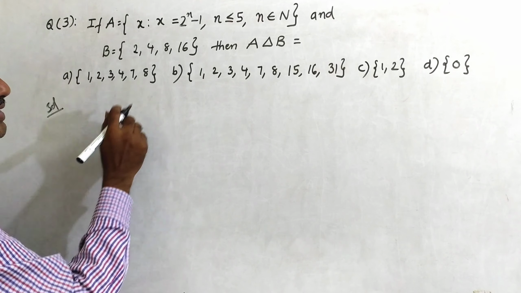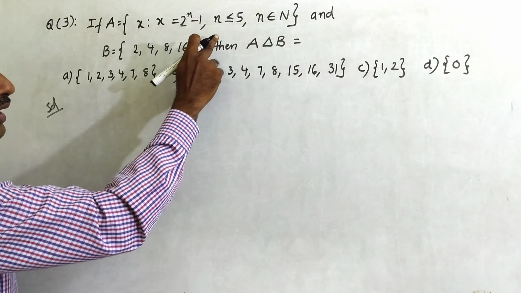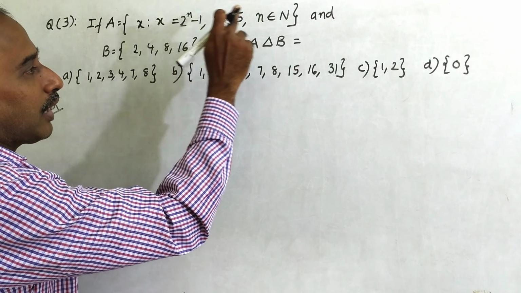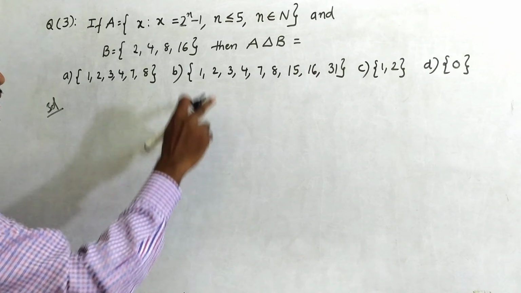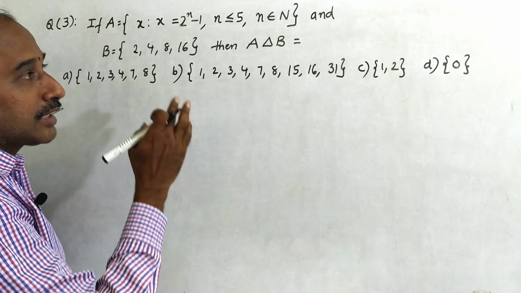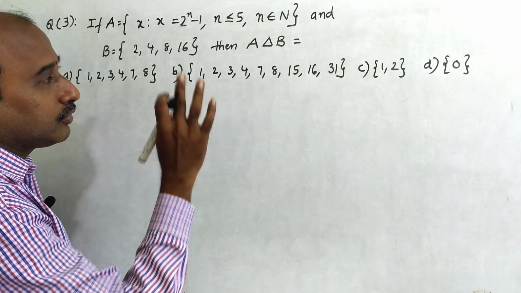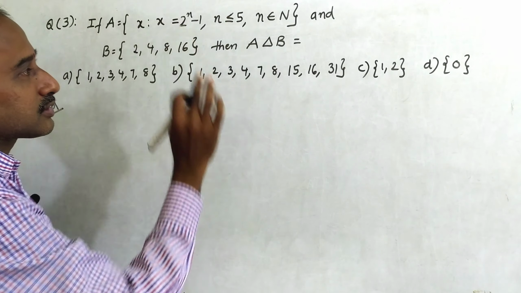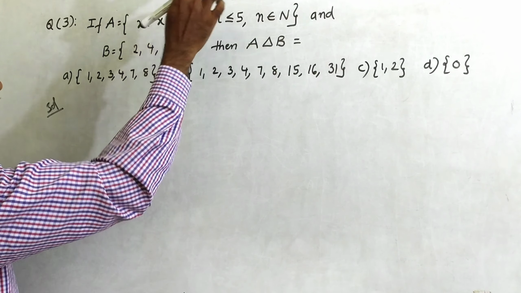Set A is given: x is such that x is equal to 2 power n minus 1, n is less than or equal to 5, n belongs to natural numbers. So now n is less than or equal to 5 means what you will get? Natural numbers start with 1. So 1, 2, 3, 4, 5. You will get 5 numbers. Now you can substitute 1, 2, 3 instead of n.